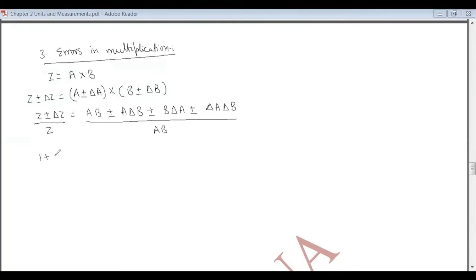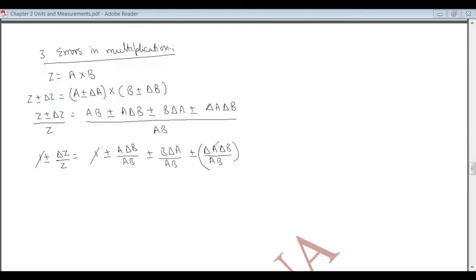z upon z is 1 ± Δz/z. Now divide ab into each term. The first term will be 1. The next term will be aΔb/ab ± bΔa/ab. The last term will be ± ΔaΔb/ab. The 1 and 1 you can cancel out from both the sides. Okay, now this last term, ΔaΔb.